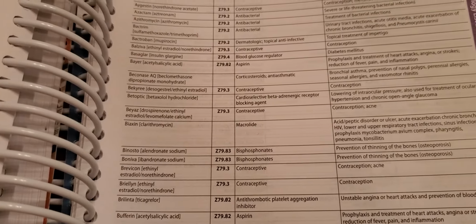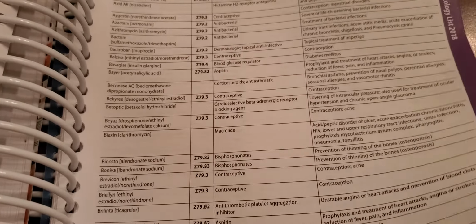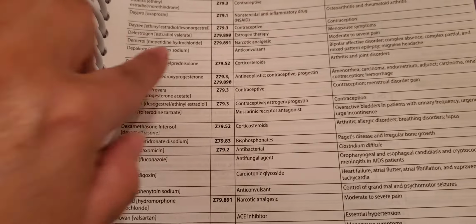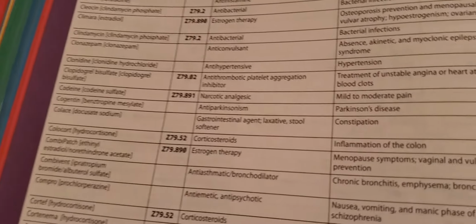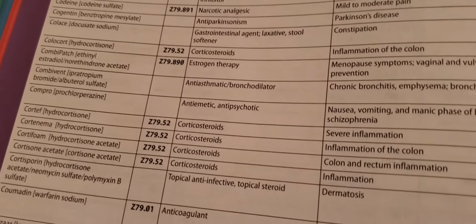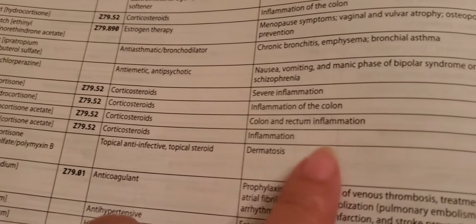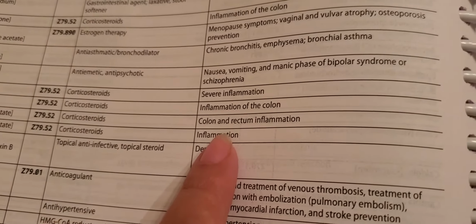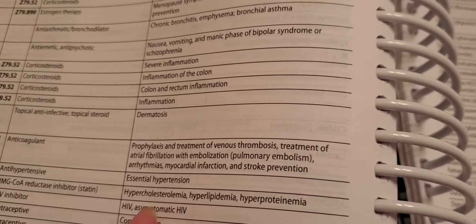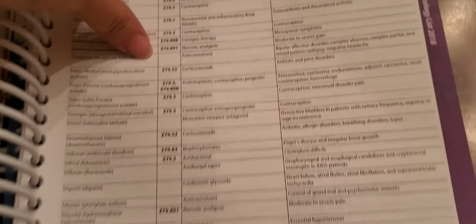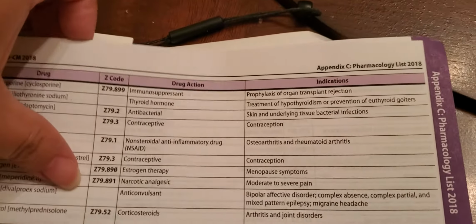I'm trying not to go so fast that it blurs. But there are all of these drug listings, all of these pharmacology listings. Look at this. Look how pretty this is. All of these are corticosteroids, and this is just telling you what it's for. Look at that. Isn't that awesome? But that's in Appendix C.